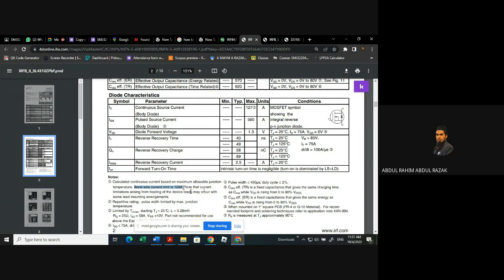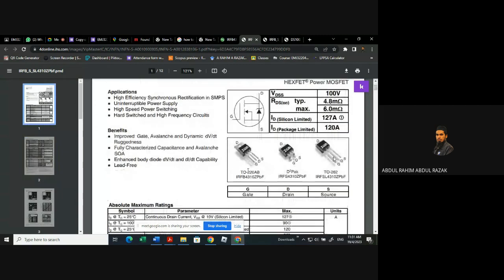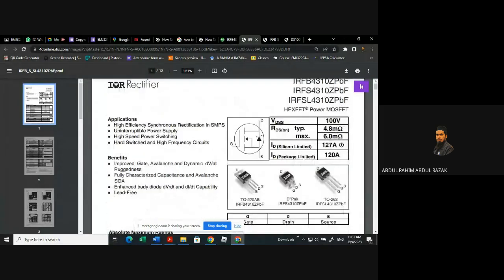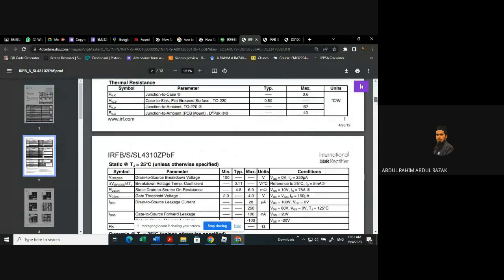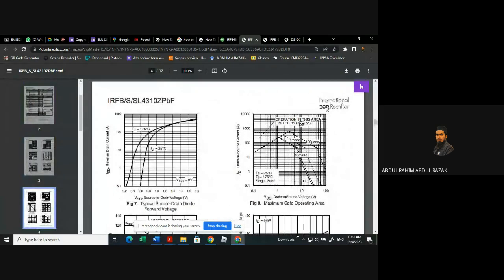So next, note that the current limitation arising from heating of the device lead may occur with the some lag mounting and arrangement. So device ni, dia ada limit dia. And kalau you solder dengan lead free punya solder ke, leaded solder ke, so dia akan ada limit dia. So apa pun, you kena take note on the thermal response such that overall junction temperature does not exceed the limits.